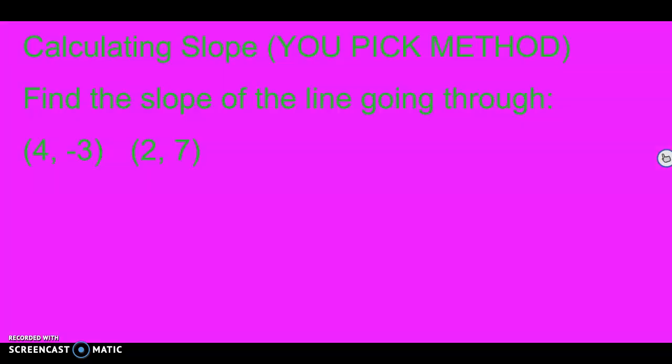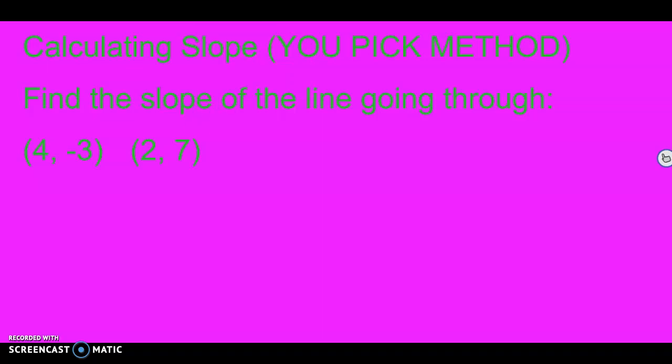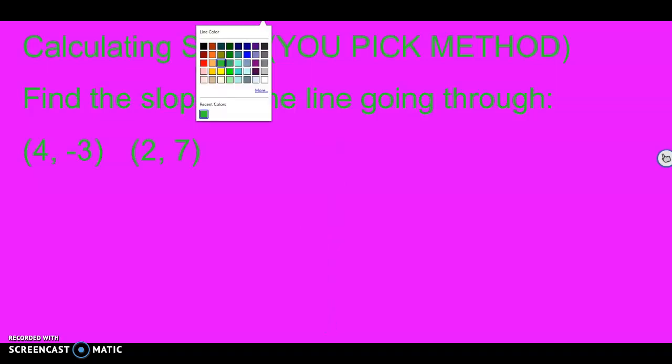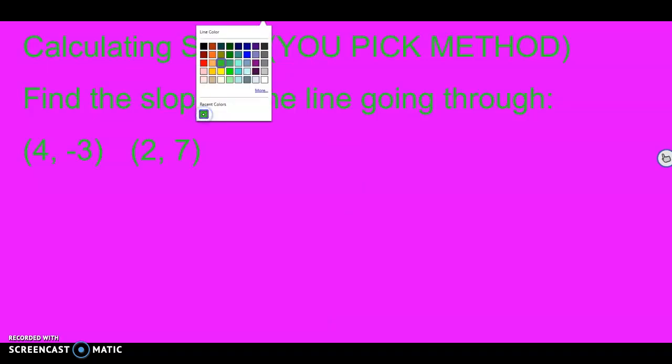All right, so I'm going to do this problem in two different ways. And that's why it says here at the top, you pick the method. Because I don't want to tell you you have to do it one way or another. I want you to decide which method works best for you. So to calculate the slope, we're not going to use rise over run because we don't have a picture. If we don't have a picture, rise over run doesn't work very well.